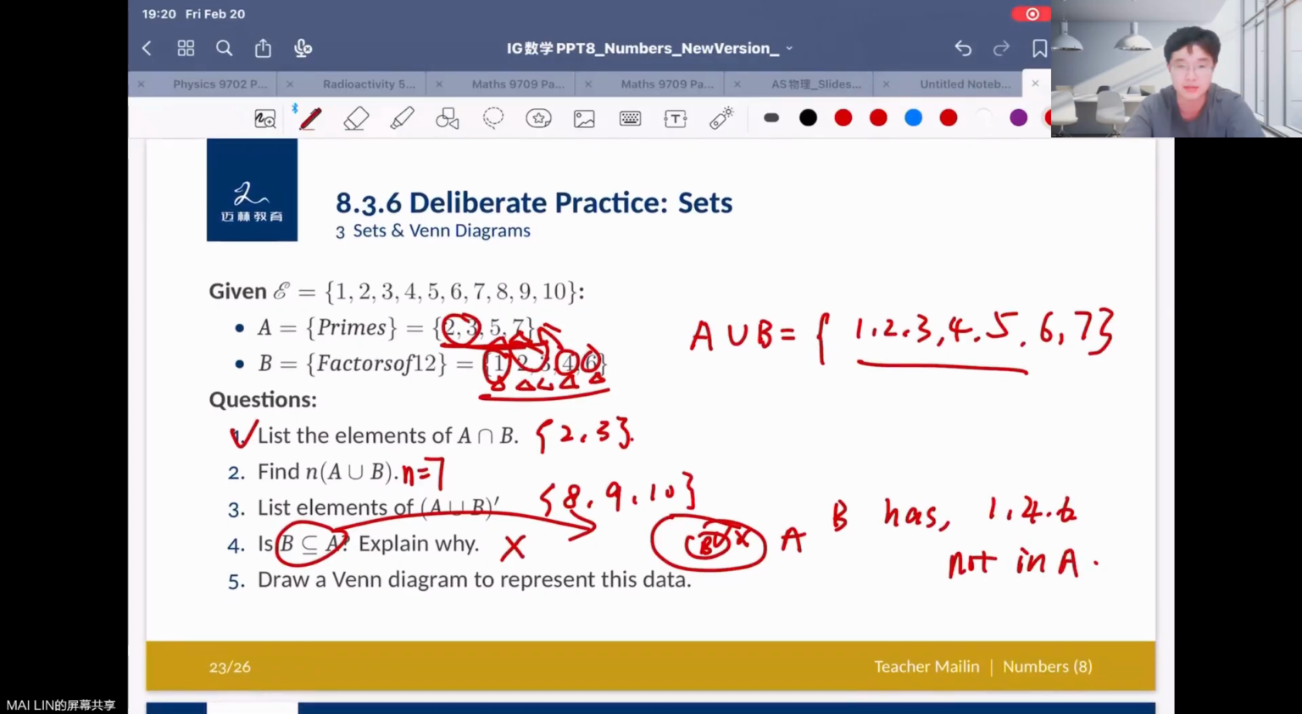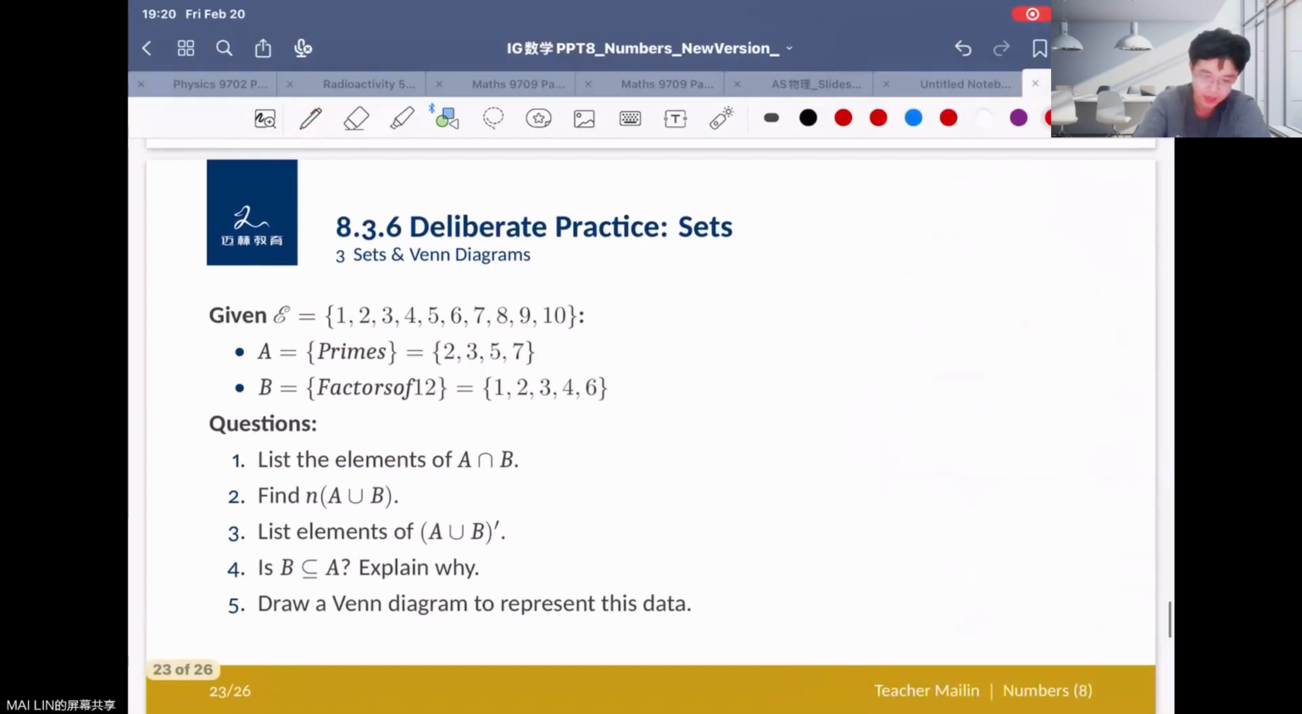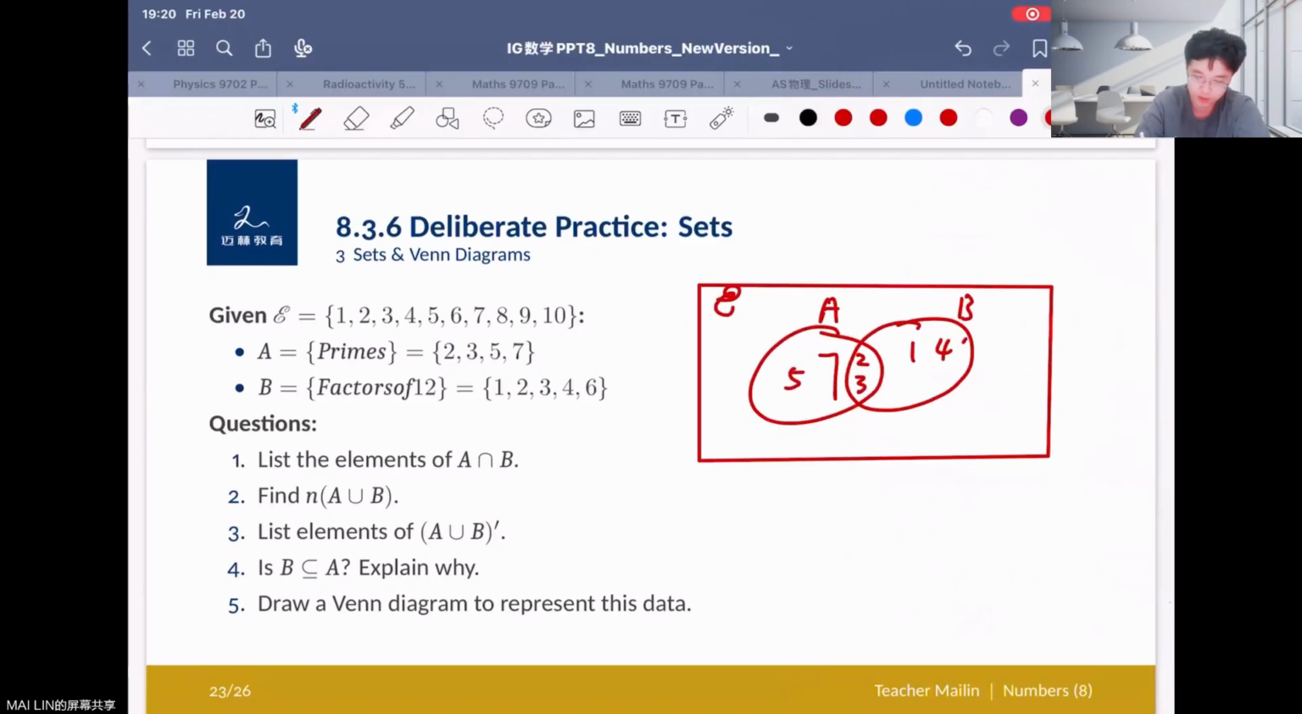Okay, and the fifth question is to draw a Venn graph to represent this situation. I guess it's also not very difficult, right? You can first draw a total set, that means the big set, like this way. And then you can draw A like this way. A contains 2, 3, 5, 7, and there's B, right? So 2 and 3 are in the overlap, and here we have 5 and 7, and here we have 1, 4, 6, right? And the other numbers right here, we have 8, 9, 10, okay? So that is the Venn graph.